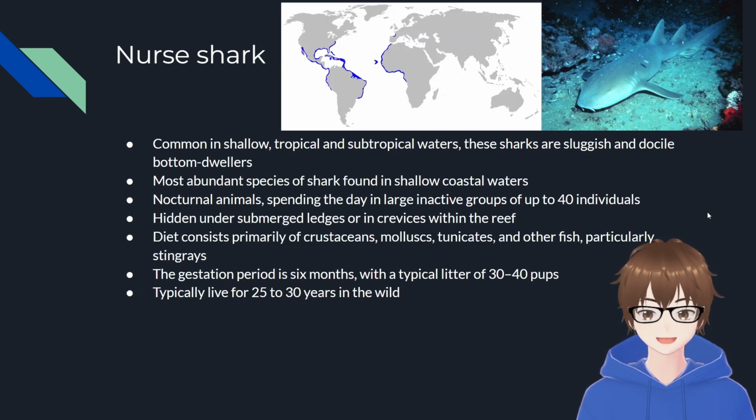So, since we just talked about the nurse shark a little bit with their very dense flat teeth, we'll go over and talk about them a little bit more. Nurse sharks are common in shallow tropical and subtropical waters, and these sharks are sluggish and docile bottom dwellers.